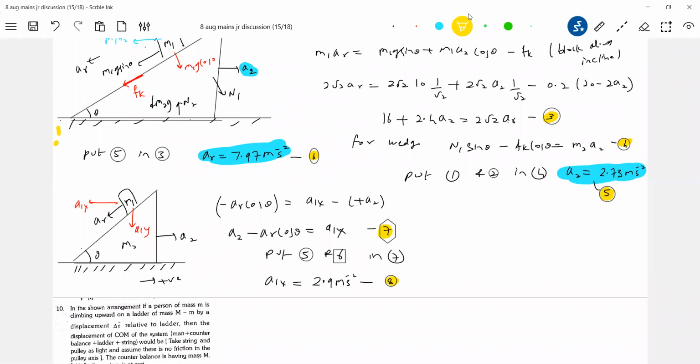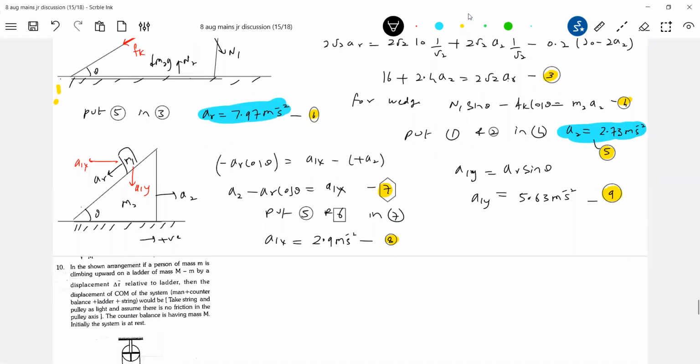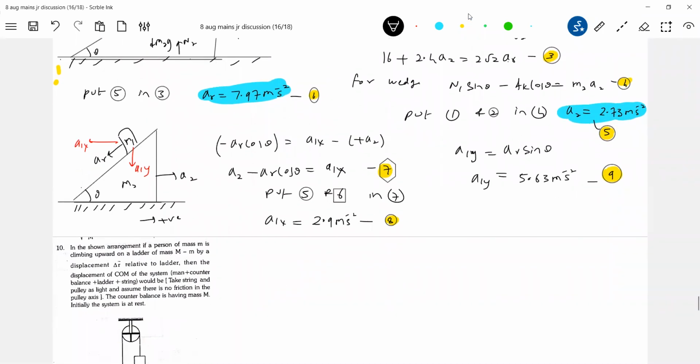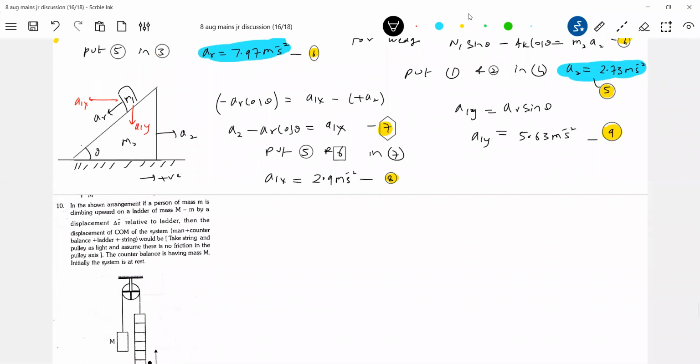Similarly, I want A1y. What is A1y? A1y is very simple, you know. I can write it as AR sine theta. A1y is equal to 5.63. So call this equation 9. I think we have enough information. Let's go directly to the definition of center of mass. What is the definition of center of mass?